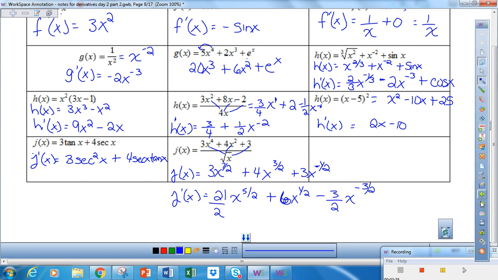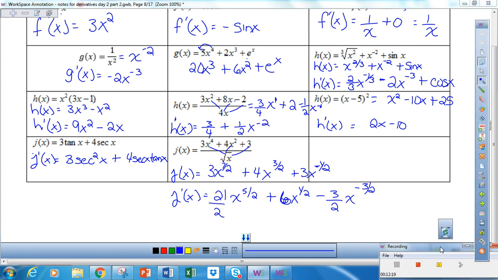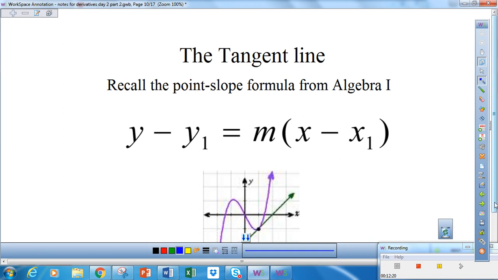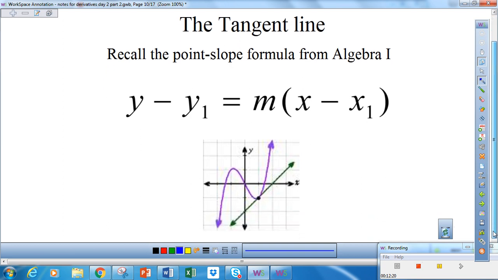Okay. Alrighty, let's go ahead and finish this. I think we have time to finish the next section. In this section, we're going to look at writing the equations of a tangent line, finding horizontal and vertical tangents, and we're going to work on becoming a little bit more proficient in some of our examples.